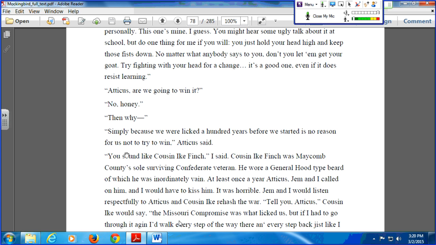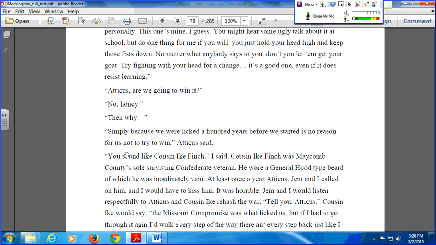Ike Finch was Maycomb County's sole surviving Confederate veteran. He wore a General Hood-type beard, of which he was inordinately vain. At least once a year, Atticus, Jem, and I called on him, and I would have to kiss him. It was horrible. Jem would listen respectfully to Atticus and Cousin Ike rehash the war.